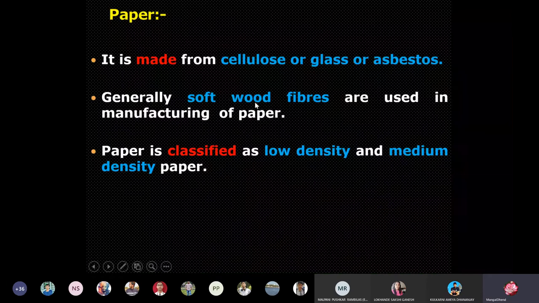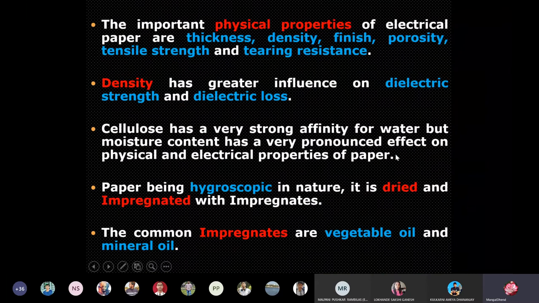And paper can be classified as low density and medium density. Of course, density will also play a role in the breakdown voltage, because density means the number of molecules and atoms will be different. And when current starts flowing, the number of atoms plays an important role. Among the important physical properties of paper is thickness, because if thickness is high, then definitely breakdown strength and breakdown voltage will be high. Because we have seen breakdown strength is equal to breakdown voltage divided by thickness.